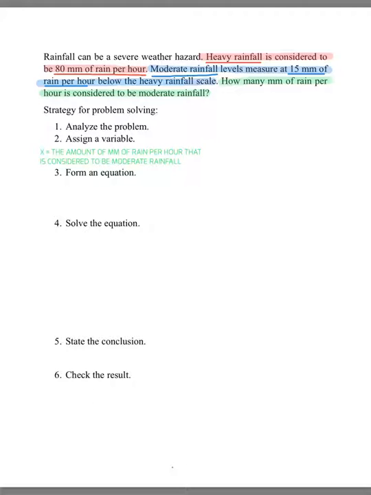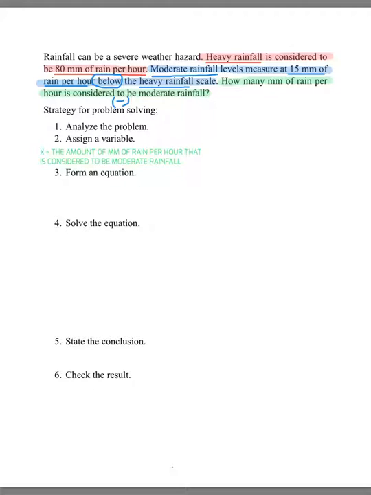Now the key being below. Below is a key word here. Below heavy rainfall. Okay, so we know heavy rainfall is 80 millimeters of rain per hour. And now it's telling us that moderate rainfall is going to be 15 millimeters per hour below that. So below, indicator of less. So you're going to want to go ahead and make a note that below is an indicator of subtraction.